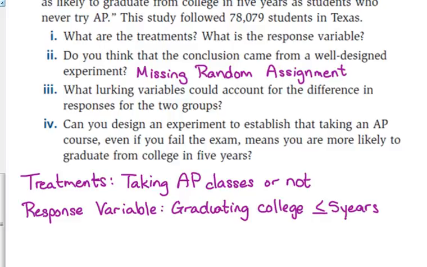So, do you think that it's possible to design an experiment to truly measure this? I don't think so, because you're never really truly going to be able to come with that random assignment without, like, breaking some ethic laws or something, saying you have to take this class, you're not going to take this class. I don't think that it's truly possible.